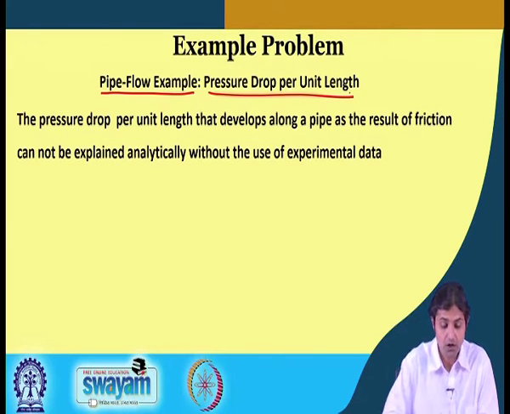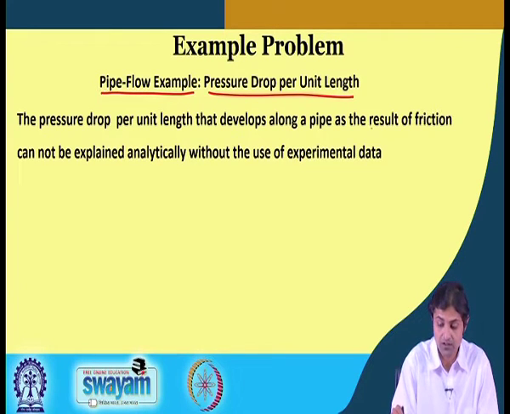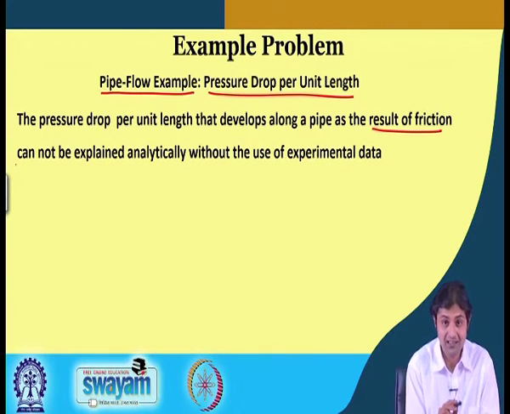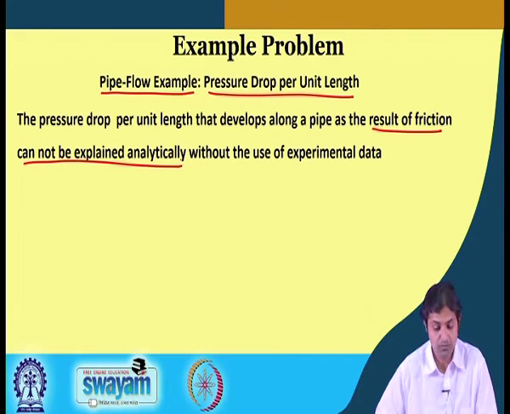So, the pressure drop per unit length of the pipe that develops along it is a result of friction. And this phenomenon cannot be explained analytically without the use of experimental data. So, many people have tried to explain it on the basis of analytical results. Analytical is more called mathematical analysis, but without the use of experimental data, this phenomenon cannot actually be explained in full detail.